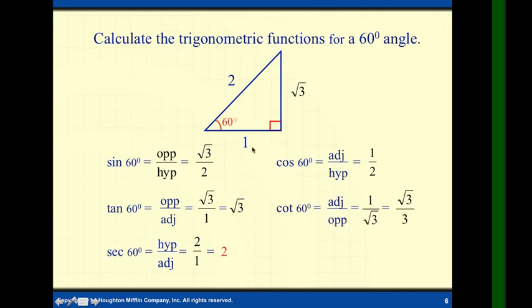Next is cotangent 60. Cotangent is adjacent, which is 1. Then opposite, square root of 3. Using conjugation, you will get square root of 3 over 3. And finally, for the cosecant 60, we have hypotenuse, which is 2. And then opposite, which is square root of 3. Using conjugation, you will get 2 square root of 3 over 3.